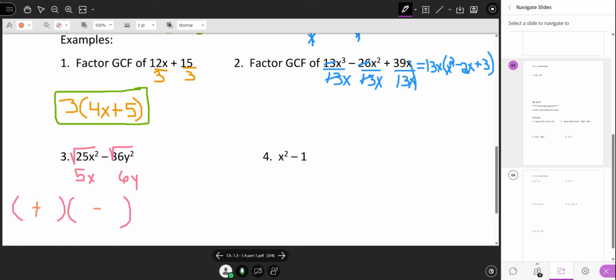So now that we have found our pieces, we're going to put in our butt prints and fill them in. 5x plus 6y, 5x minus 6y. How cool is that?